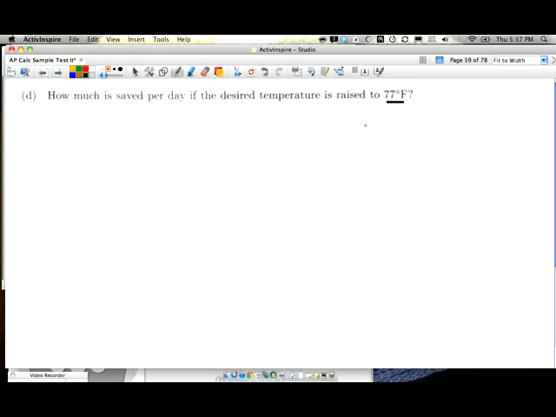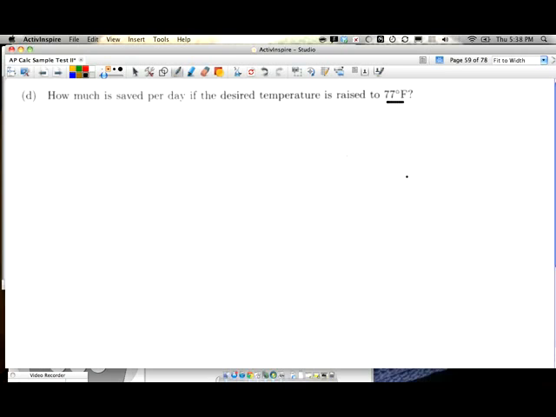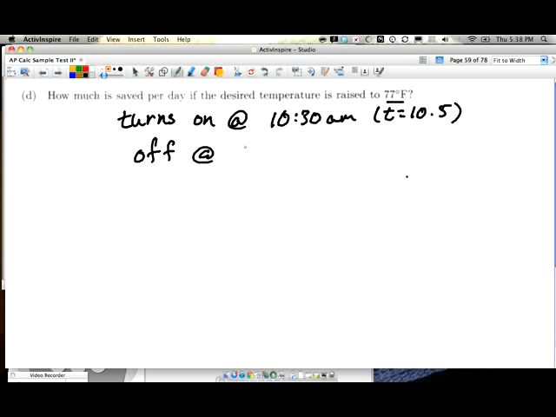Let's see what we would have here at 77 degrees. That's very similar. In fact, we only need to change one thing. Well, we need to change a couple things, I guess. We need to change this 77, and then we also need to think about our boundary this time. Our boundary, it turns on at 10:30 a.m. That was at t equals 10.5. And it's off at 6, which is t equals 18.